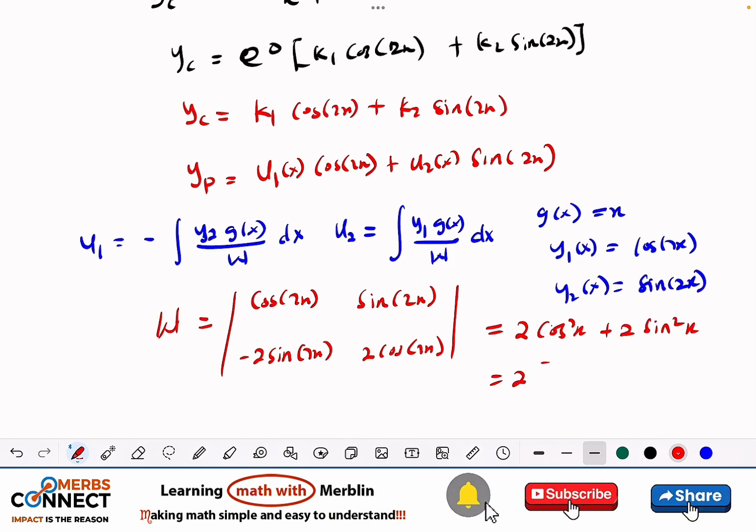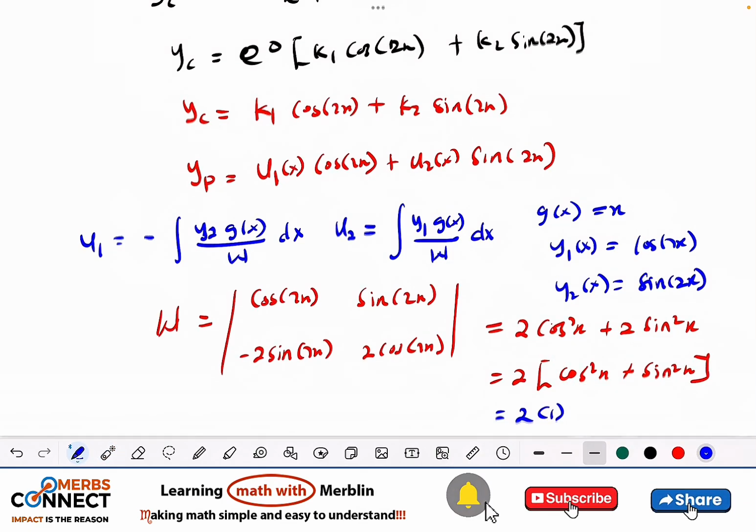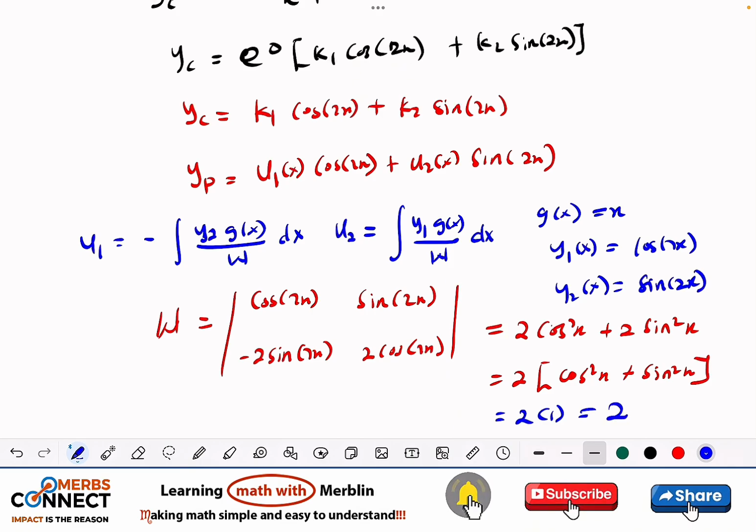Factor 2 out, and we're having cos squared x plus sin squared x. And this is going to give us 1, right? So we are going to have 2 times 1, which is equal to 2. So the Wronskian is not 0. As soon as the Wronskian is 0, we cannot use the variation of parameters.